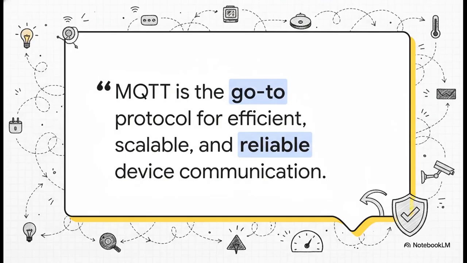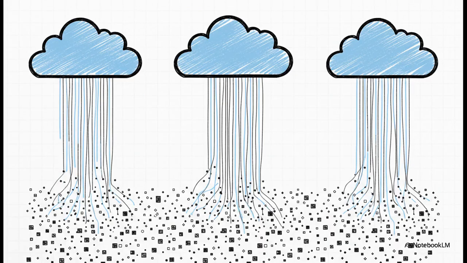But when you put it all together, the conclusion is crystal clear. For its intended purpose, connecting vast networks of small, power-constrained devices, MQTT is without a doubt the go-to protocol. It just hits that perfect balance of efficiency, scale, and reliability. And if you need any more proof, just look at who's using it. The biggest tech companies on the planet, Amazon, Microsoft, Google, they all use MQTT as the backbone for their massive IoT platforms. Why? Because it works. It's reliable, it scales, and it's incredibly efficient. It has truly become the undisputed standard for the Internet of Things.